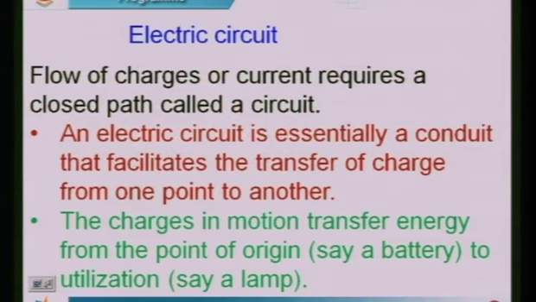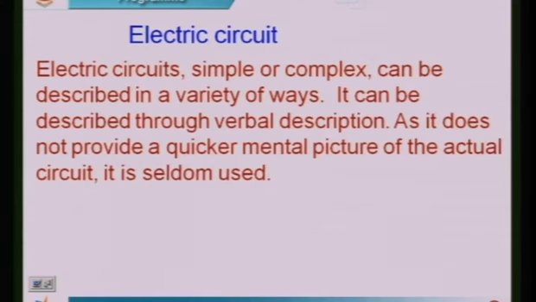When it comes to an electric circuit, an electric circuit is essentially a conduit that facilitates the transfer of charge from one point to another point. The charges in motion transfer energy from the point of origin, say a battery, to utilization, say a lamp. In that respect, a lamp converts electricity to light.